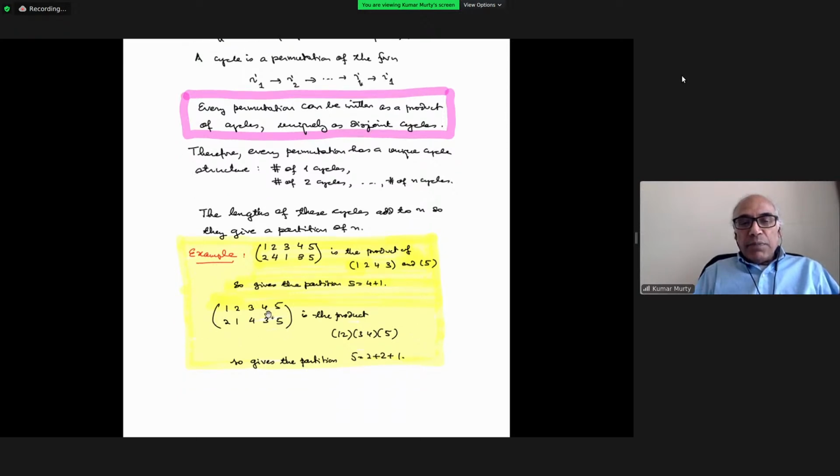Similarly, if I have this permutation, you write it as a product of disjoint cycles. It's these two transpositions, and still 5 is fixed. So that gives the partition 5 is 2 plus 2 plus 1. Two 2-cycles and one 1-cycle.